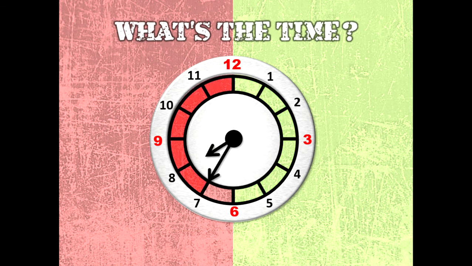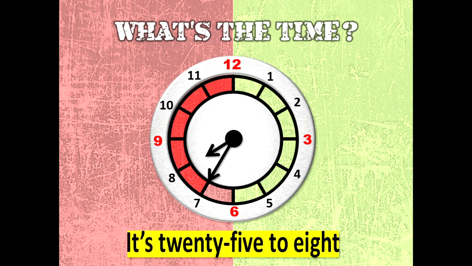Okay, what about now? Okay, the shorthand strikes 8 and the longhand strikes 7. So what's the time? So you can simply say how many minutes left before 8. So it means 5, 10, 15, 20, 25. So it means it's 25 to 8. It means 25 minutes left before 8 o'clock.